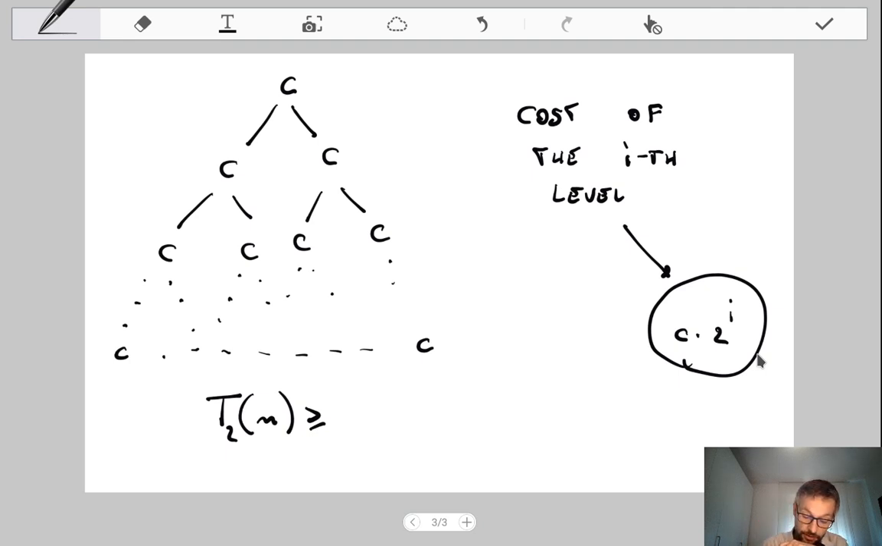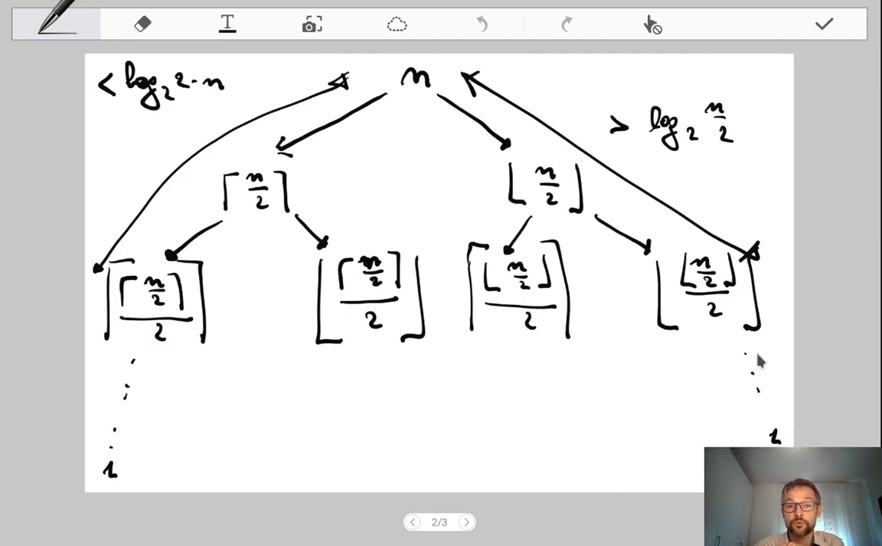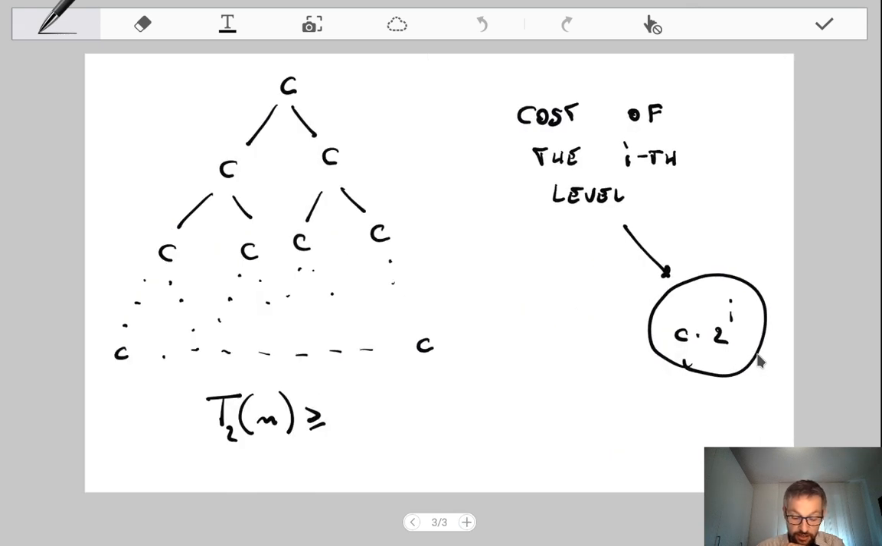Since the length of the shortest branch, which is the rightmost, is at least greater than this value, we may say that the complexity of T2 on n will be for sure greater or equal than what? Than the sum for all the levels going from 0 up to the last level of the rightmost branch, which is for sure greater than log 2 of n divided by 2 of this value. So at each level we will have c multiplied by 2^i.